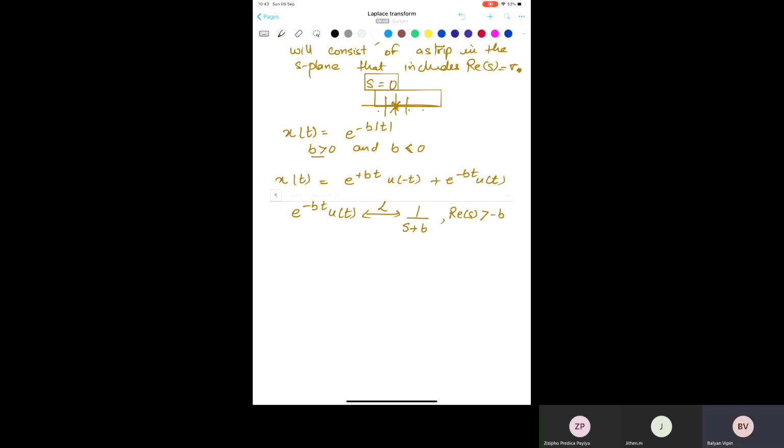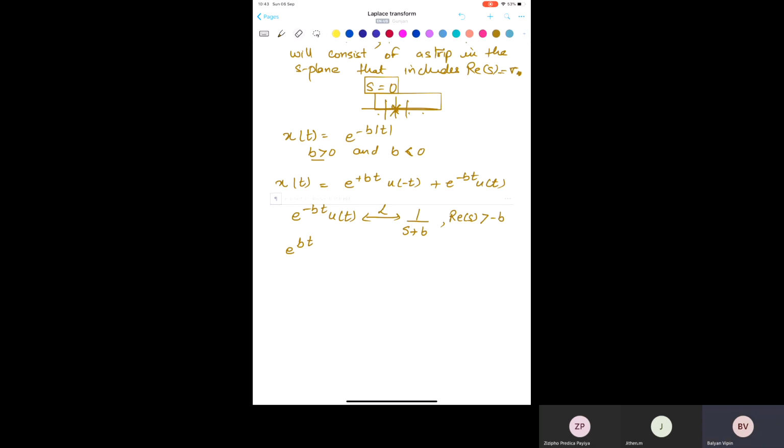And if we do it in a similar way, that will be a kind of homework for you, which I did earlier also: e raised to the power bt u of minus t. If you need to find the Laplace transform of this, then it will be minus... this is a kind of homework, you have to find out this thing. So what's the Laplace transform of this? But I'm using it directly now. So it will be real s less than b.